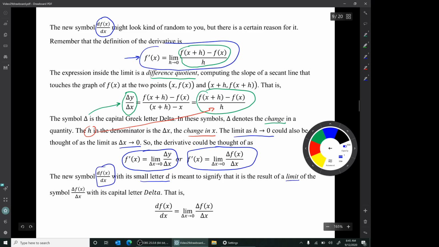it's a result of a limit of this symbol delta f of x over delta x, which has its capital letter delta. In other words, little df of x over little dx is equal to the limit as delta x goes to 0 of delta f of x over delta x. So the little d's are supposed to remind us that the derivative df of x dx is obtained by doing a limit of delta f of x over delta x.